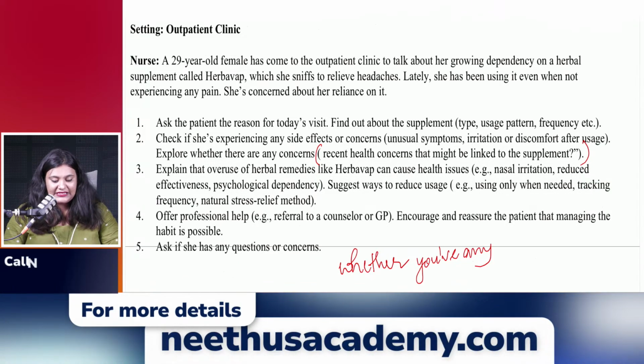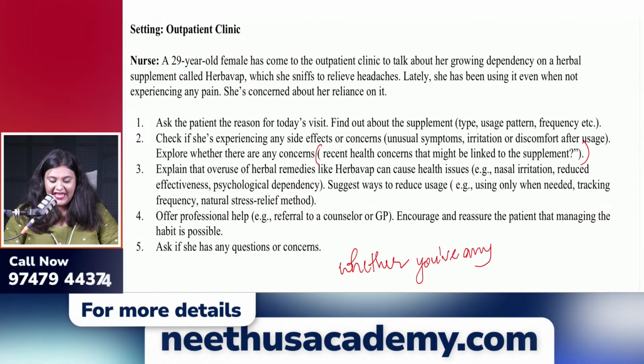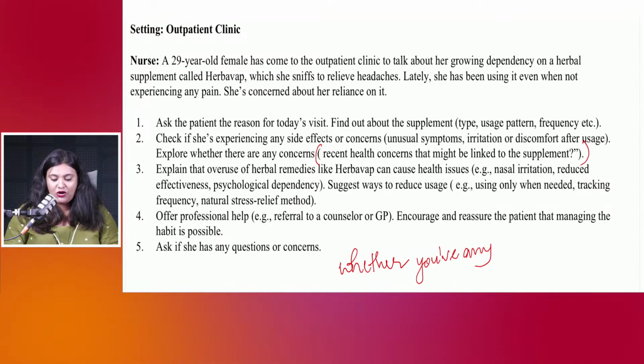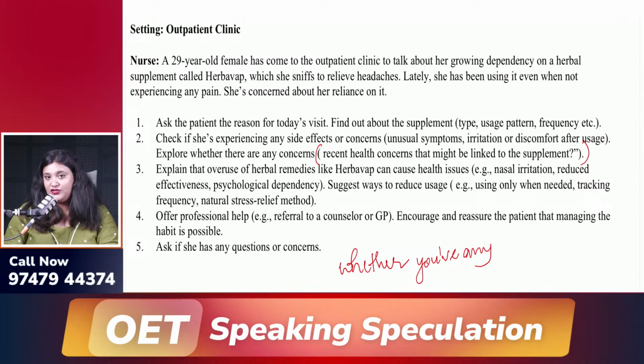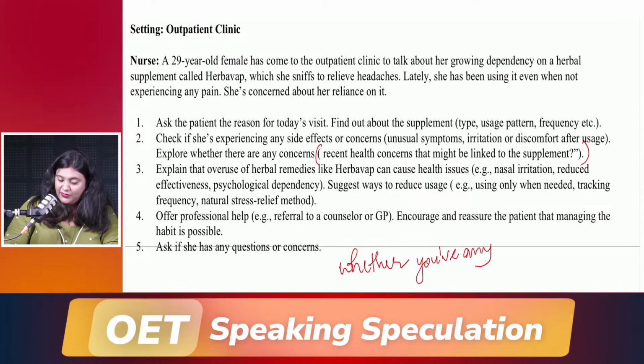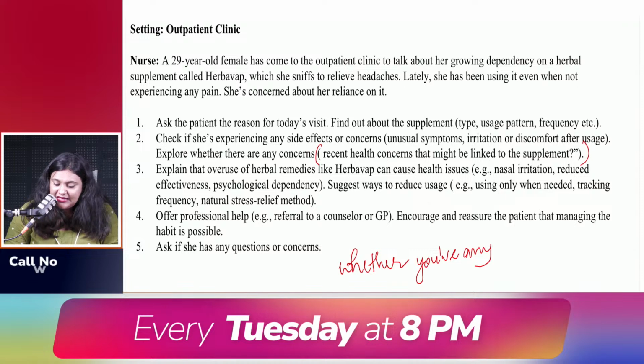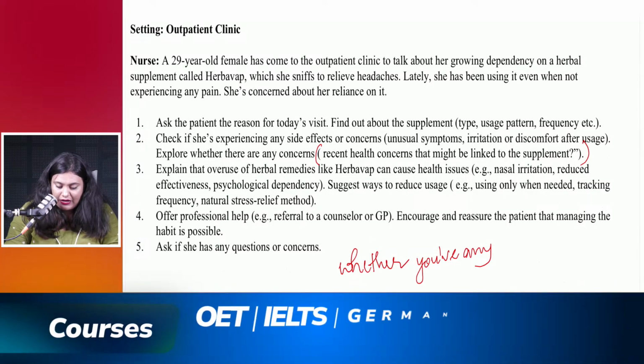So now let's have a look at task number 3. Explain the overuse of home remedies like herbal can cause health issues. So we're going to educate the patient. The first one is nasal irritation, reduced effectiveness, psychological dependency.